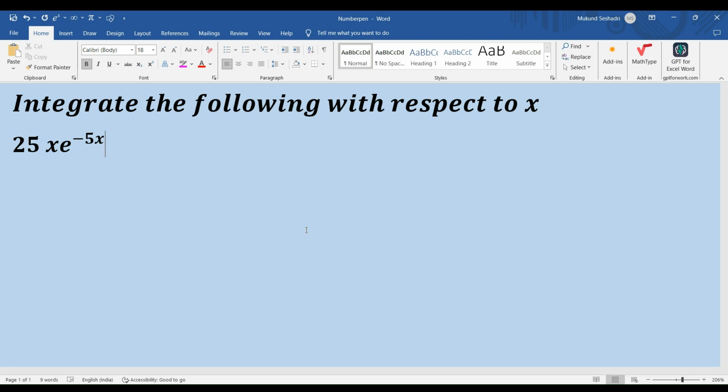So there we have the problem on the screen. Integrate the following with respect to x. We have 25 times x into e to the power minus 5x, right? So what we've been given is dy by dx and we've been asked to find y. My y is nothing but integral of the given expression.